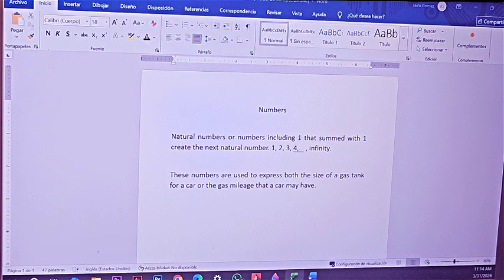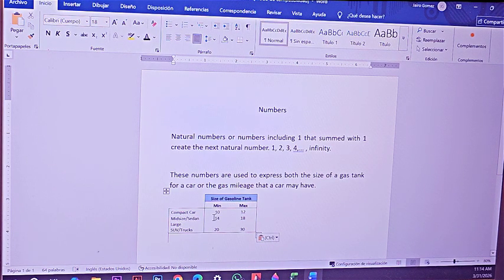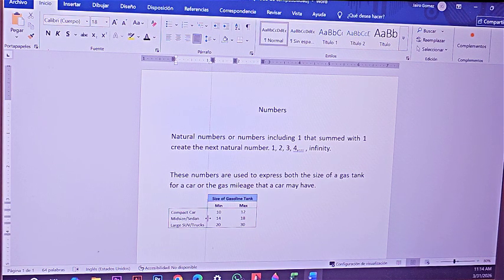So today we're going to be talking about 3 sorts of cars. We're going to be talking about the compact car, mid-size sedan, and the large SUV trucks. So with the compact car, normally the size of the gasoline tank is between 10 and 12. For the mid-size sedan, it's between 14 and 18. And for the large SUV trucks, it's between 20 and 30.